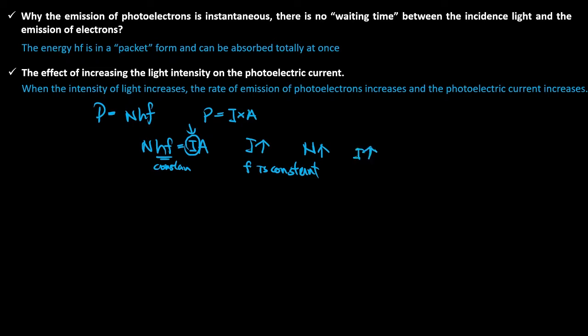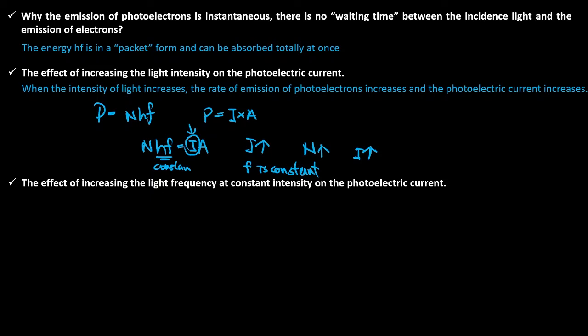Okay, is it clear? So the increase of light intensity doesn't affect the emission of photoelectrons, but it will affect the rate of emission of photoelectrons. It cannot determine whether it will emit or not emit the photoelectron, but when the photon is enough to cause emission of photoelectrons, then intensity will increase the rate of the emissions. Okay.